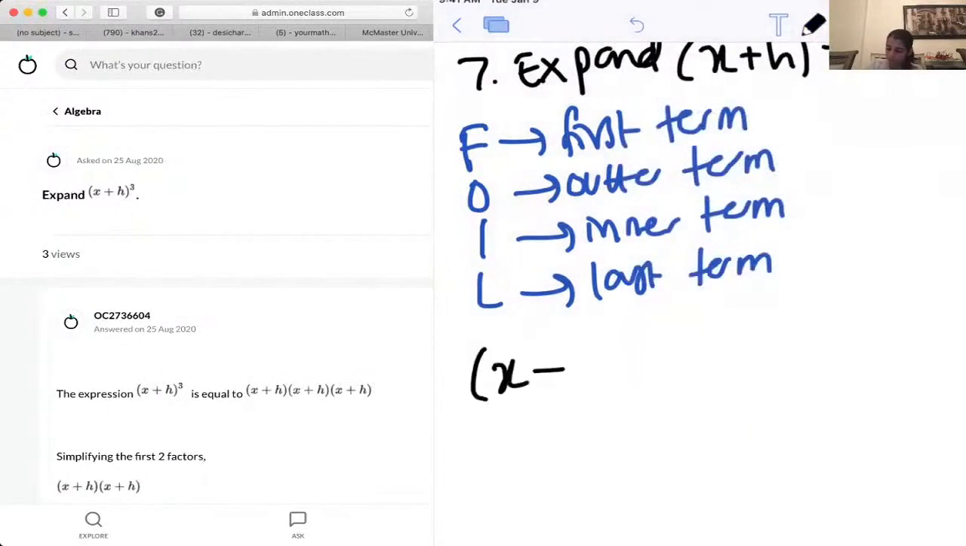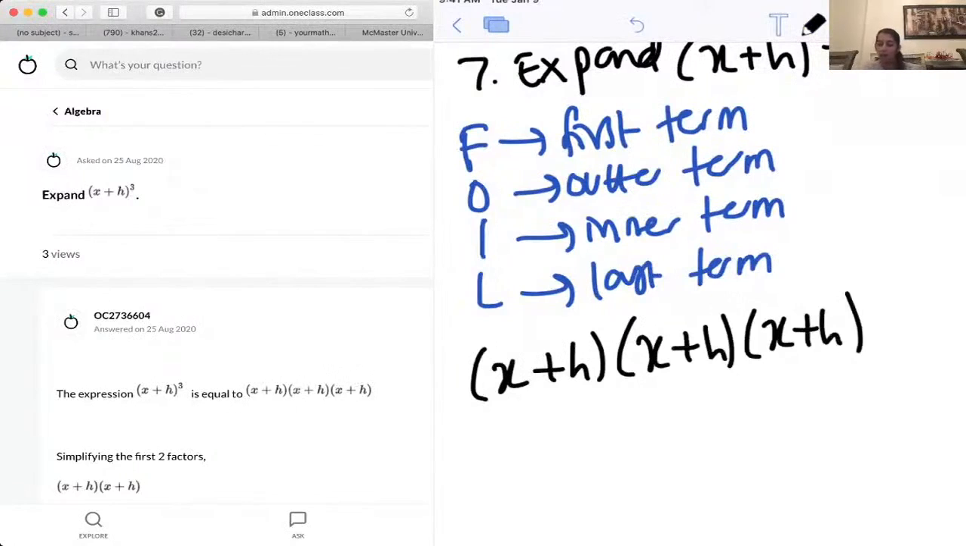x plus h times x plus h times x plus h. A lot of the students forget about the last x plus h, and that's where they lose out on marks. So please make sure that you multiply each and every term and get the final answer.